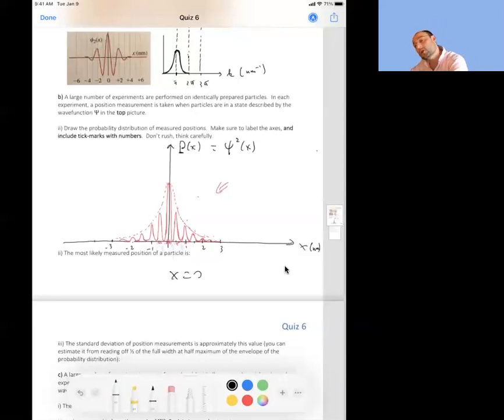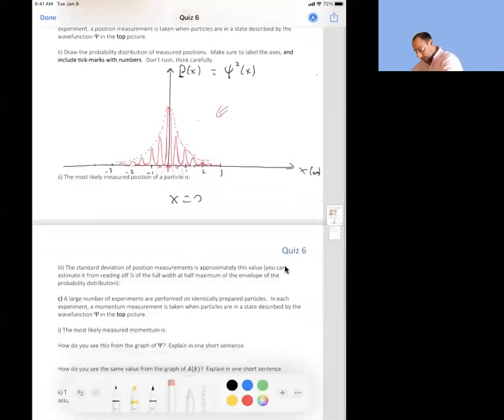Don't confuse the average with the most likely value. They're not always the same. I can have a distribution that's asymmetric. The most likely value is here, but the average is somewhere here. For symmetric distributions, the most likely value is the same as the average. For asymmetric, not the same. Okay, next question. The standard deviation of position measurements is approximately this value. And it says you can estimate it by reading off 1/2 of the full width at half maximum of the envelope of the probability distribution.